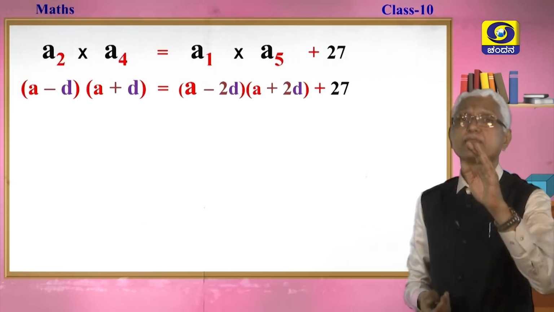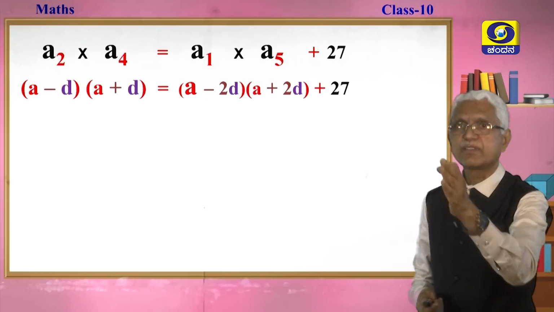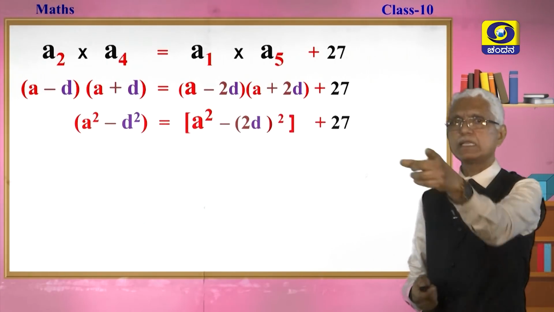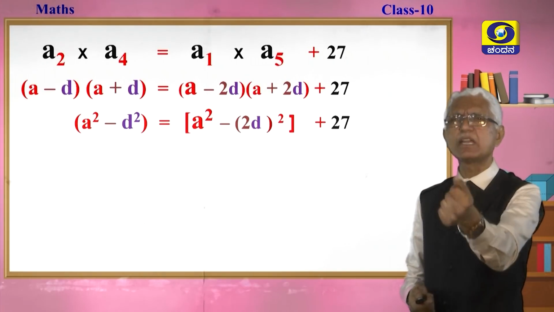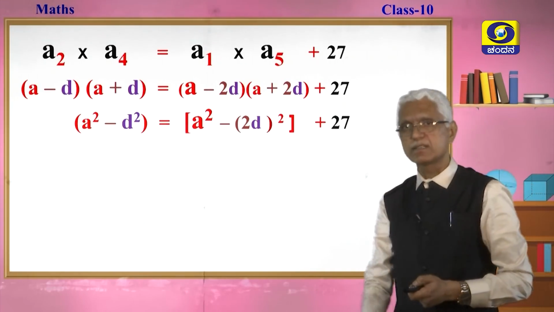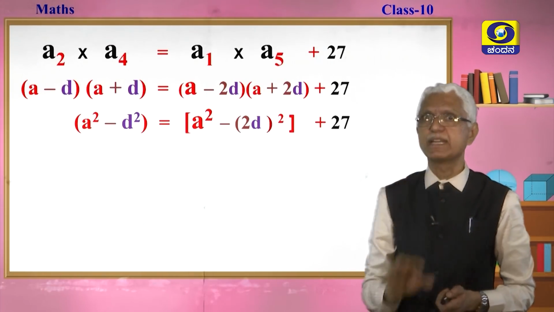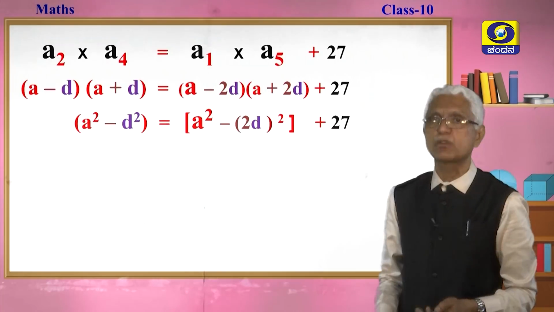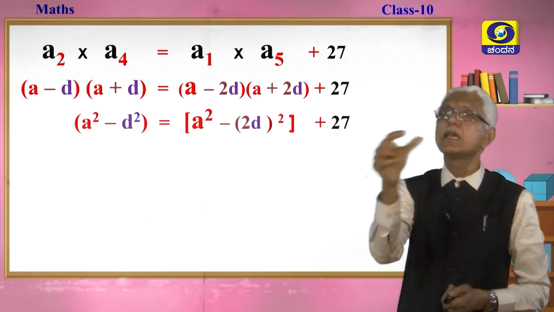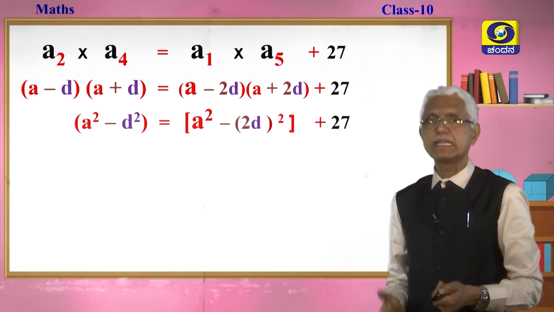The product of the second and the fourth, correct, is equal to the product of the first and the fifth plus 27. Absolutely clear. What is a minus d into a plus d? Identity. A plus d into a minus d is a square minus d square. Okay. Similarly, my dear children, an identity is observed there. A plus 2d into a minus 2d is a square minus 4d square. Correct. It is in the form of a plus b into a minus b. Plus 27.